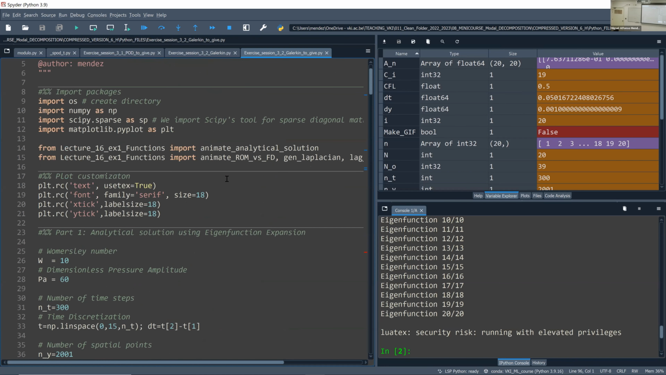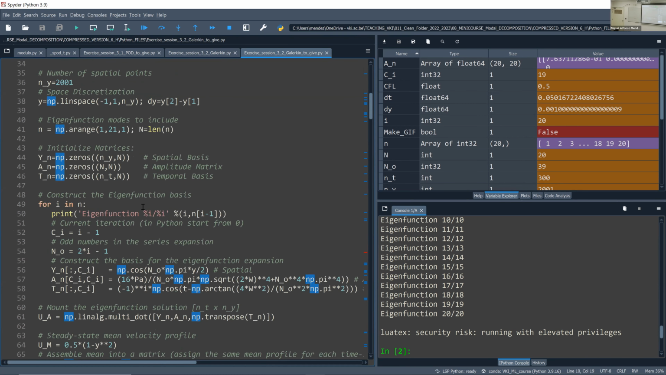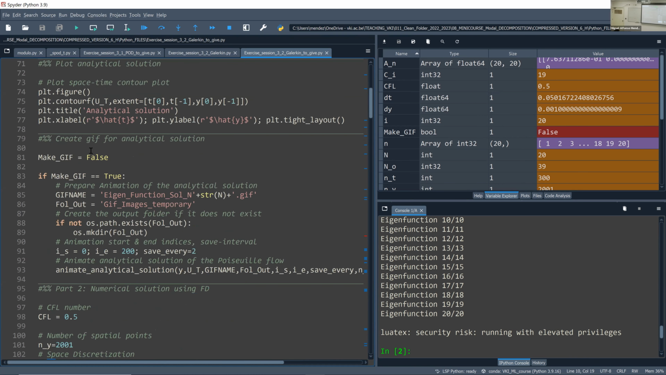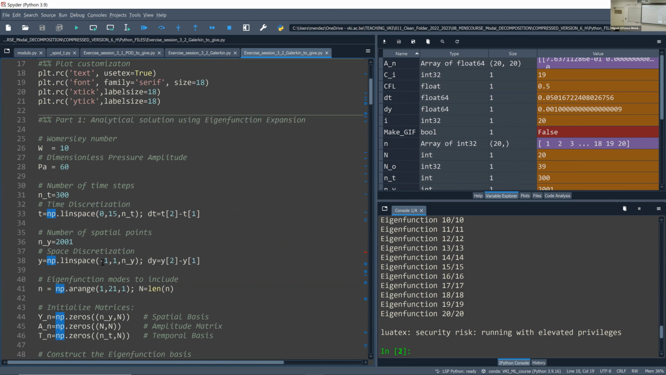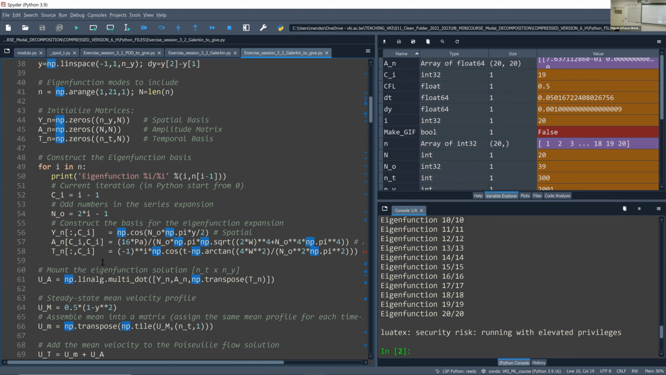So you have this file in front of you. Let's go quickly through it. There is the one that is to give, which will throw an error at some point. So in the first part, we are creating the analytic solution. And guess what? The analytic solution also has a spatial basis, an amplitude, and a temporal basis. So I am reshaping this in the same form that we have been looking for, okay? So as a product of 3 matrices, which I think in the code I called Y, A, and Tn.